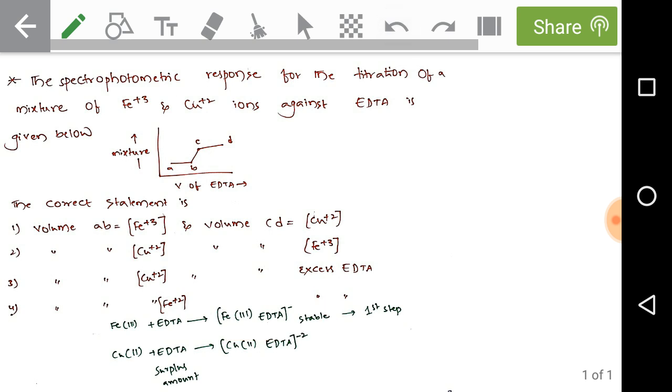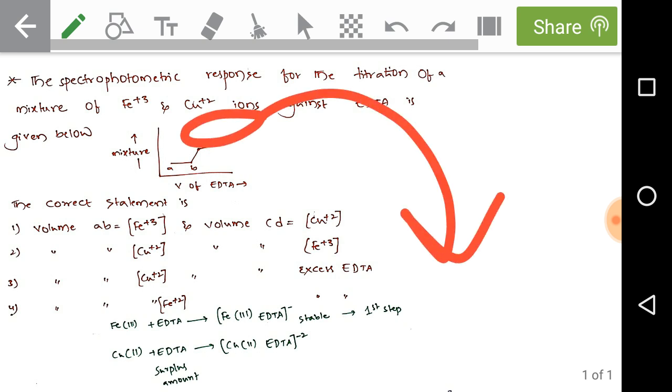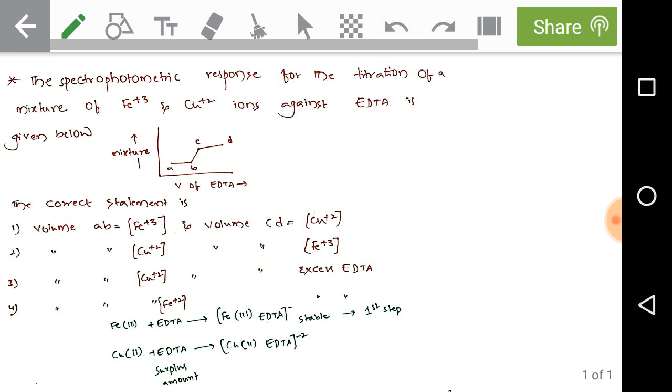In the second step, CD indicates an excess amount of EDTA, and that excess EDTA reacts with the impurity like copper plus 2 and makes the copper EDTA complex. That's why here AB indicates iron plus 3, whereas C and D indicate excess EDTA, which will react with the impurity copper plus 2 and make the complex.